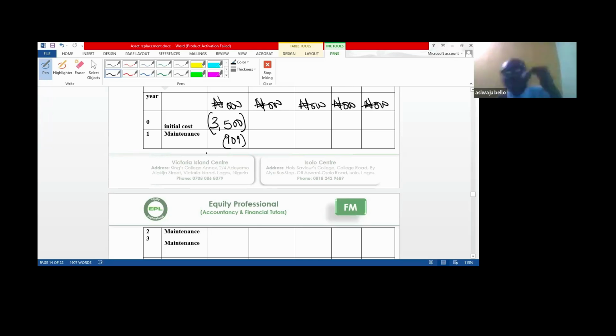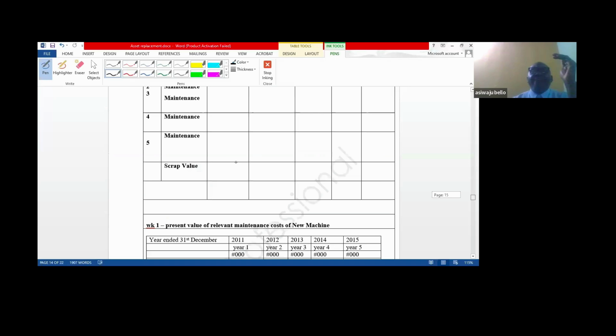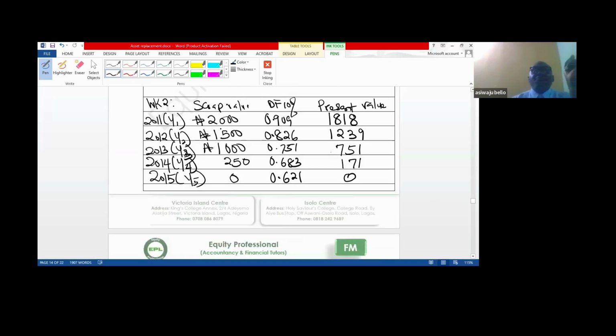Assuming I want to replace after year one, I'm going to buy the asset. That will cost me 3.5 million. I'm going to use it for 1 year. I will incur maintenance cost. The present value of my maintenance cost is 909. After year one, I can sell the machine. If I sell the machine after year one, the scrap value is 2,000 naira. The present value of the scrap value, 1818.